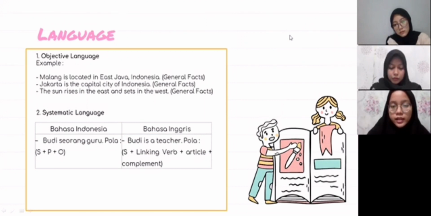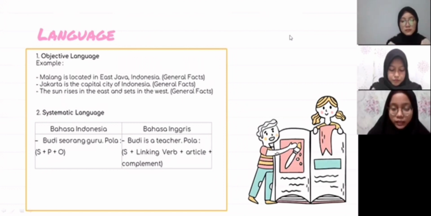Because each language has its own structure and patterns, the language that is made must follow the rules or language patterns in order to create grammatical language patterns, or in accordance with the grammar. For example, in Indonesian, Ini Budi seorang guru. The pattern is subject, predicate, and object. But for the English language, Budi is a teacher. The pattern is subject, linking verb, article, and complement.